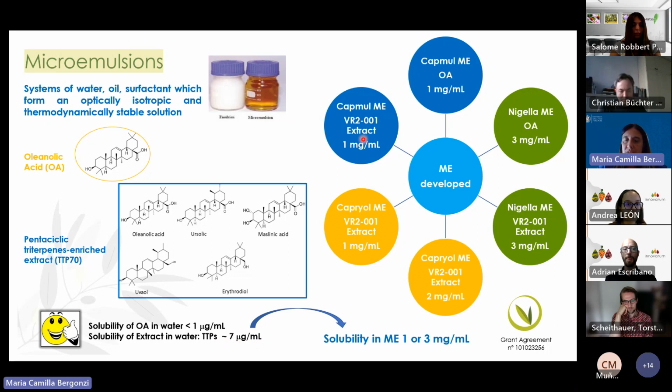We used different macroemulsions and improved the solubility of oleanolic acid and the extract because they increase the solubility in the oil, due to the presence of the oil and the tensides. We developed 6 macroemulsions containing oleanolic acid between 1 and 3 milligrams per milliliter. The solubility of the extract has also been increased up to 3 milligrams per milliliter. Very good results for the solubility.